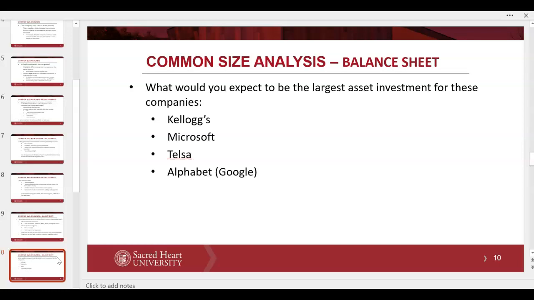Just thinking about a few of these companies here. So when we're doing the common size analysis of the balance sheet, I like to go into this thinking, what should I expect? So just take a few companies over the course of this video and the homework. We're going to look at each of these 4 companies plus others.